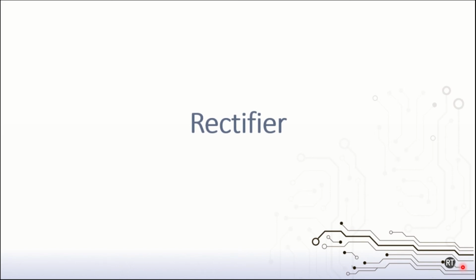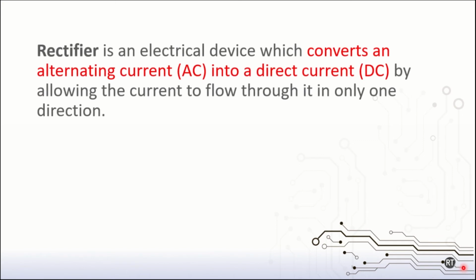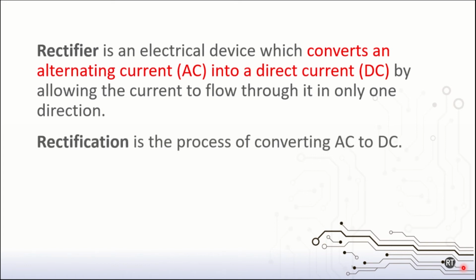The next one is the rectifier. A rectifier is an electrical device which converts an alternating current into a direct current by allowing the current to flow in only one direction. This is done by either suppressing the negative cycle of an alternating current or by converting it to a positive cycle. The process is called rectification.